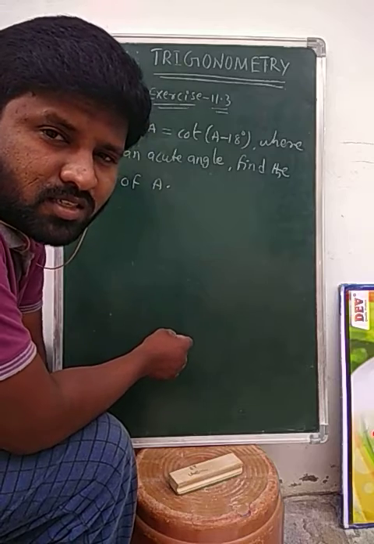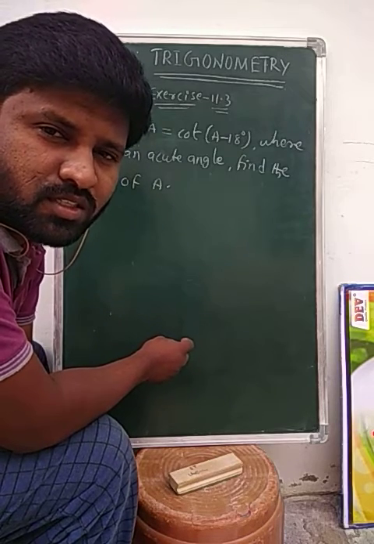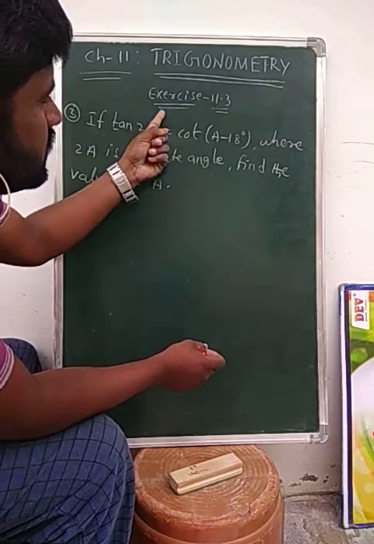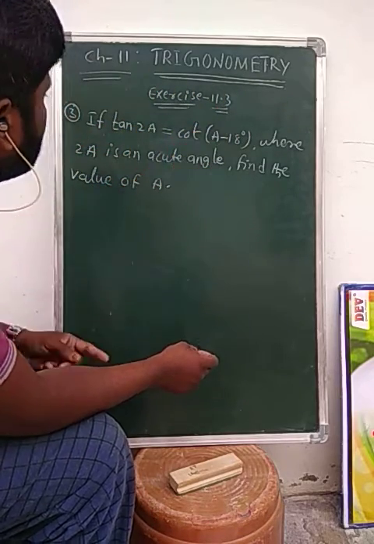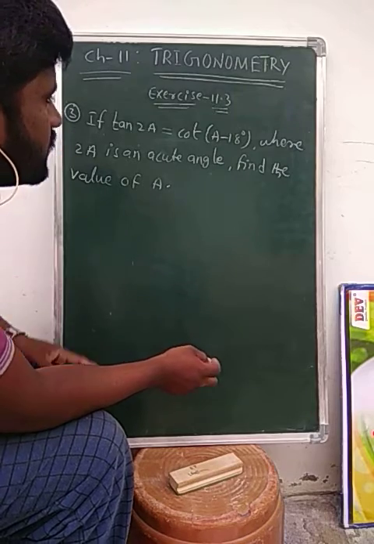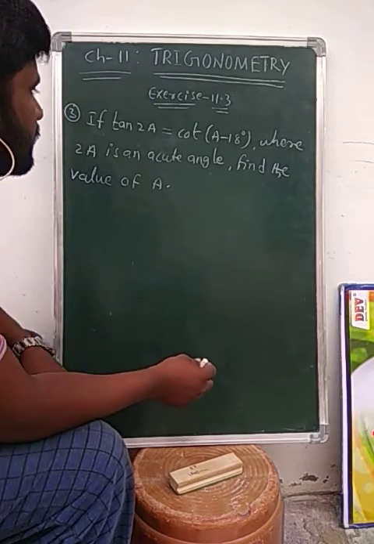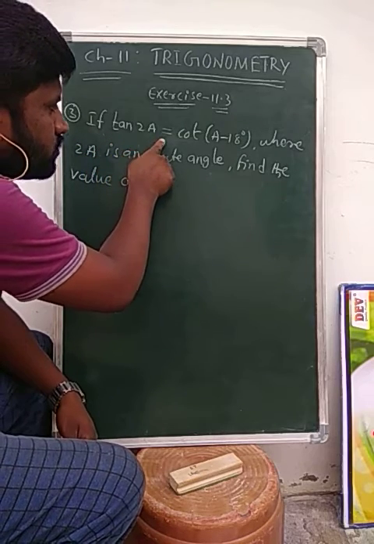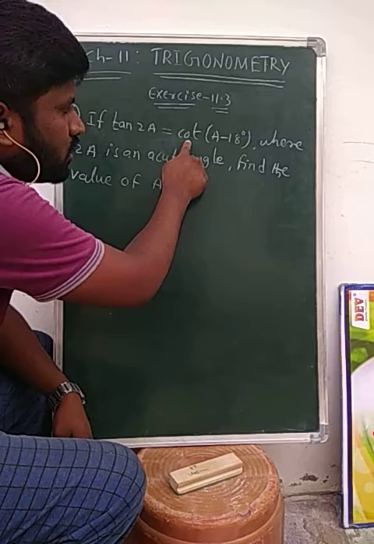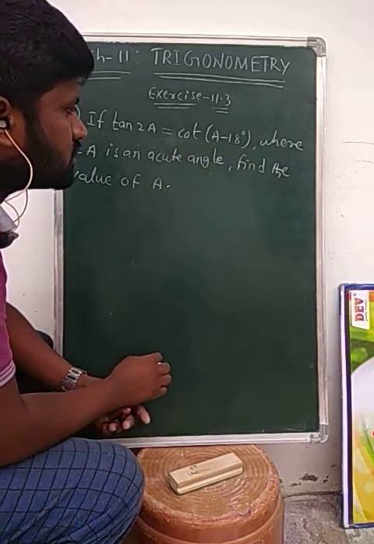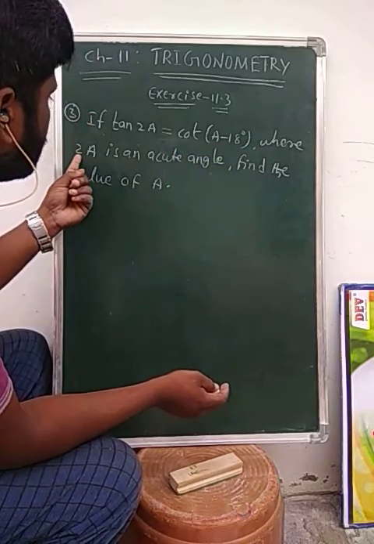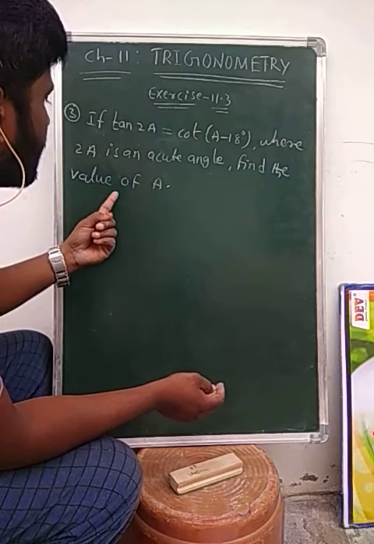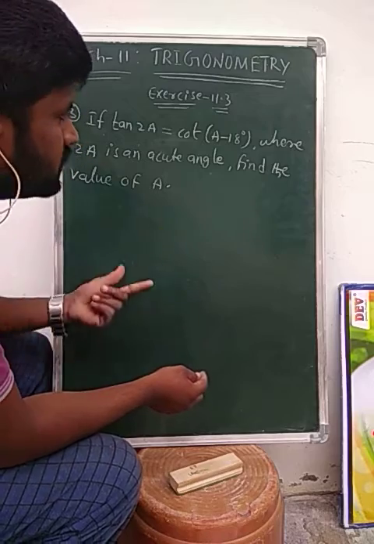Good afternoon, students. Today we are going to discuss chapter 11 trigonometry, exercise 11.3. In the third question, the question is given: if tan 2a is equal to cot of a minus 18 degrees, where 2a is an acute angle, find the value of a. Okay, this is the question.